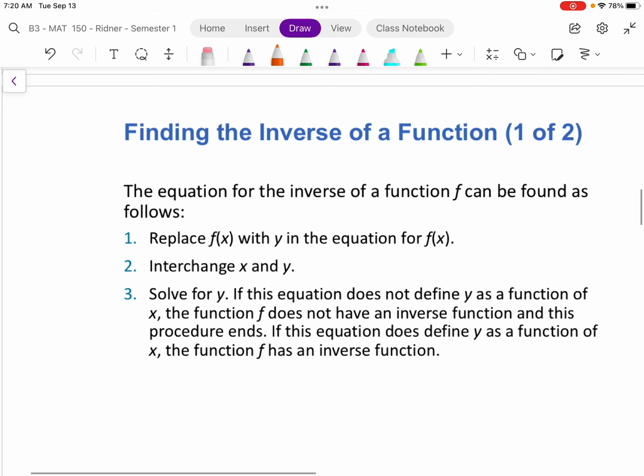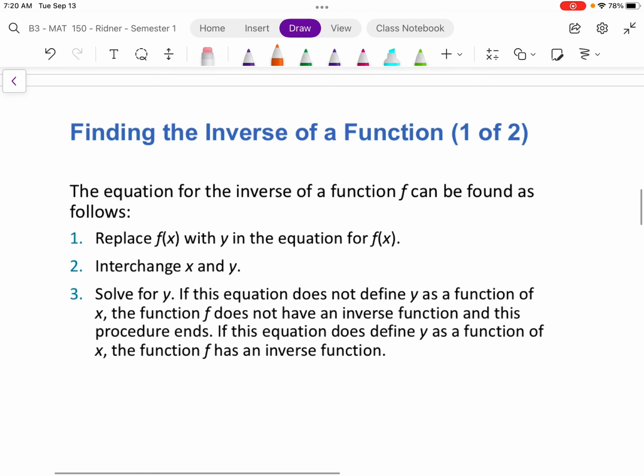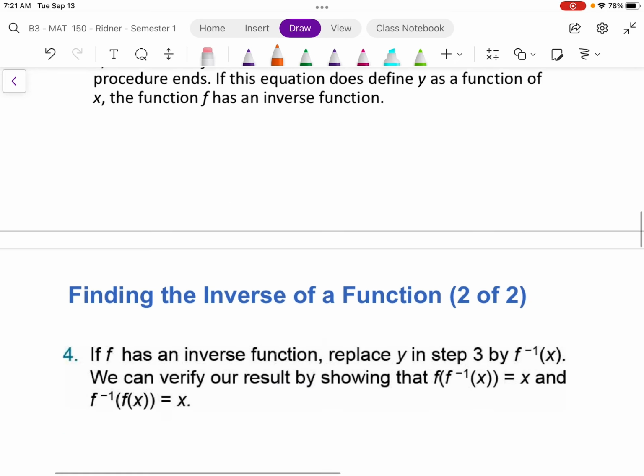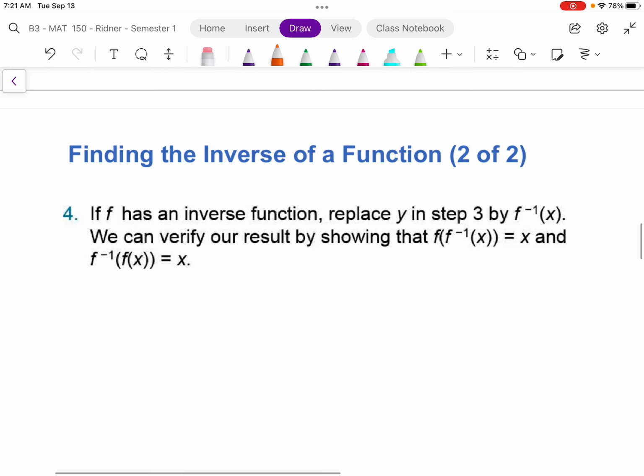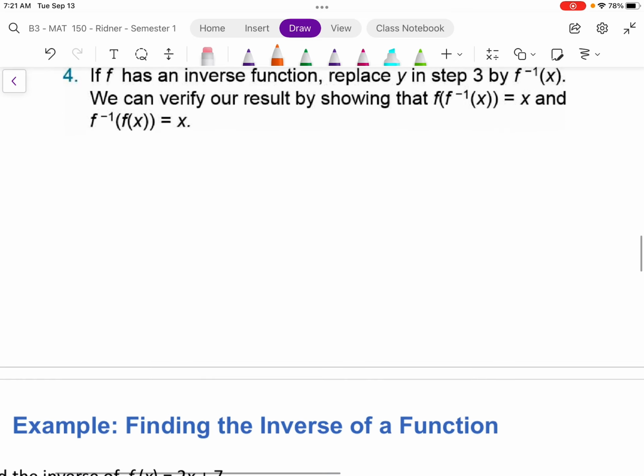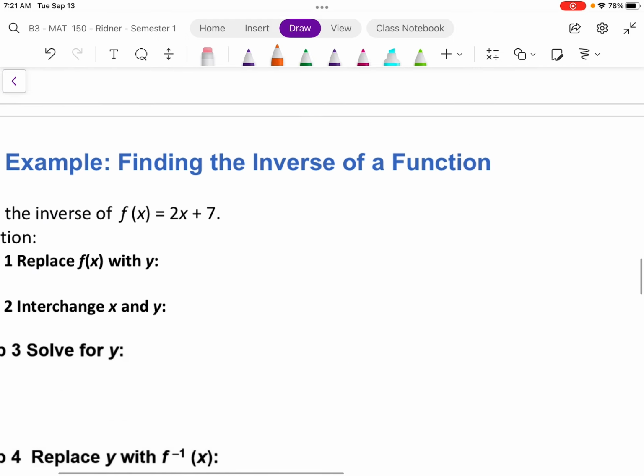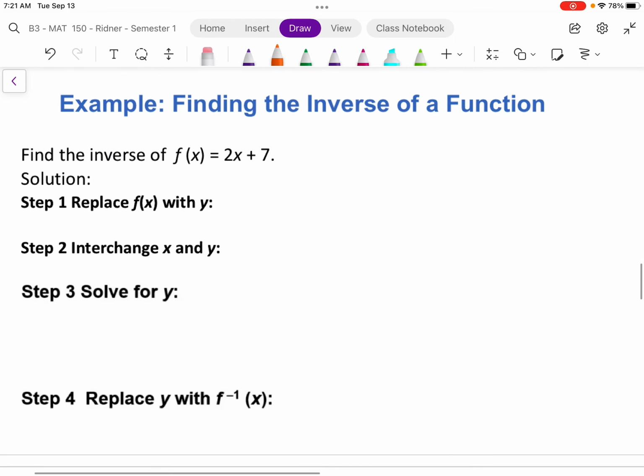All right, so if you want to find the inverse, there's a lot more steps here than what I usually put. Mine is switch x and y and solve for y, and that's it. That's usually what I put, but there's the official steps from Blackboard. You can pause and write that down if you want, or you can go into the straight example.